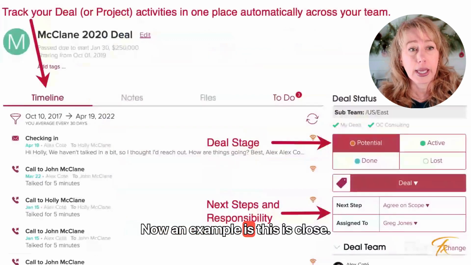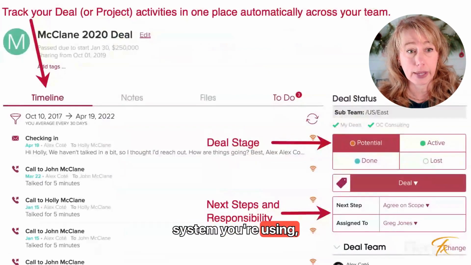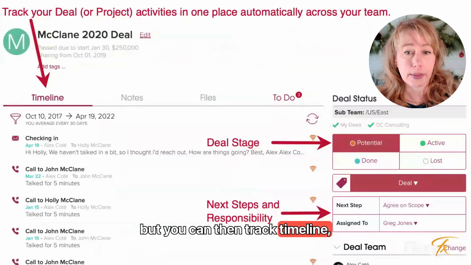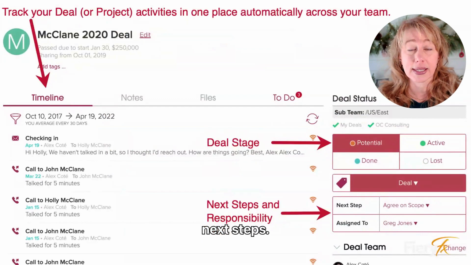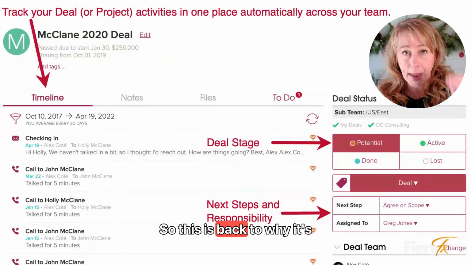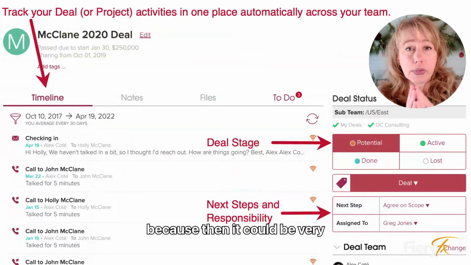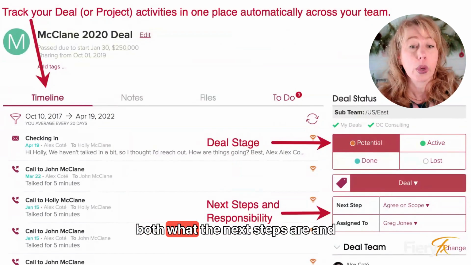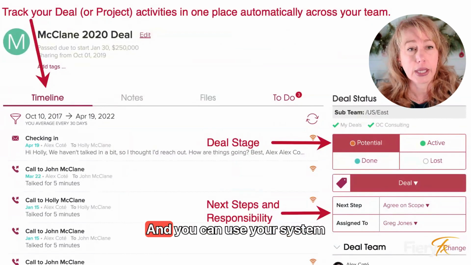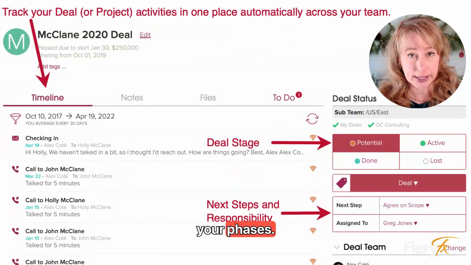Now, an example is this is Close. It's a CRM. Again, it doesn't matter what CRM system you're using, but you can then track timeline. You can understand the deal stage, and you can know what's next steps. So this is back to why it's important to customize each of those phases, because then it can be very clear to everyone who's in the sales process, marketing and sales both, what the next steps are and what the responsibility is. And you can use your system to reflect that, but only if you've customized your phases.